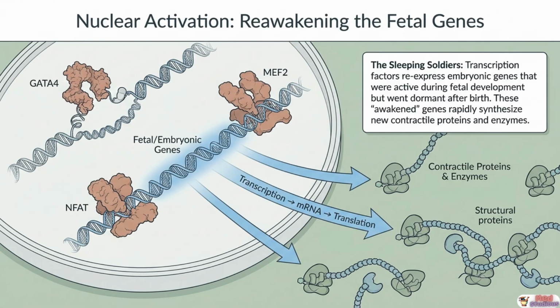This reawakening of fetal genes is clinically significant because the fetal isoforms of contractile proteins, such as beta-myosin heavy chain, are actually less efficient than their adult counterparts. This contributes to the eventual contractile dysfunction seen in pathological cardiac hypertrophy. The cell tries to grow its way out of trouble, but the proteins it produces in the process are functionally inferior.